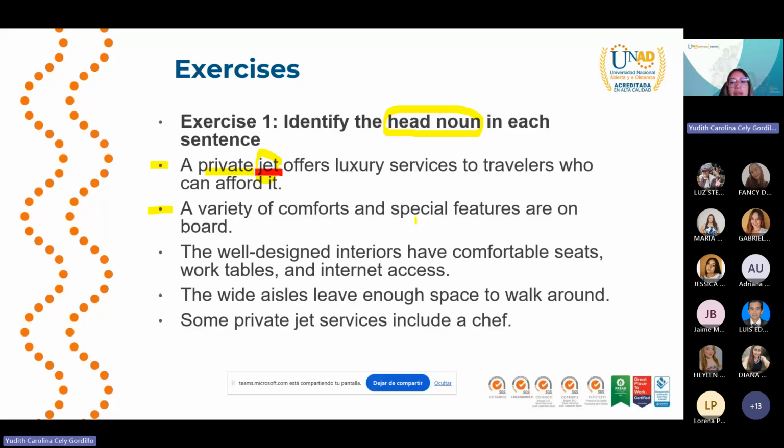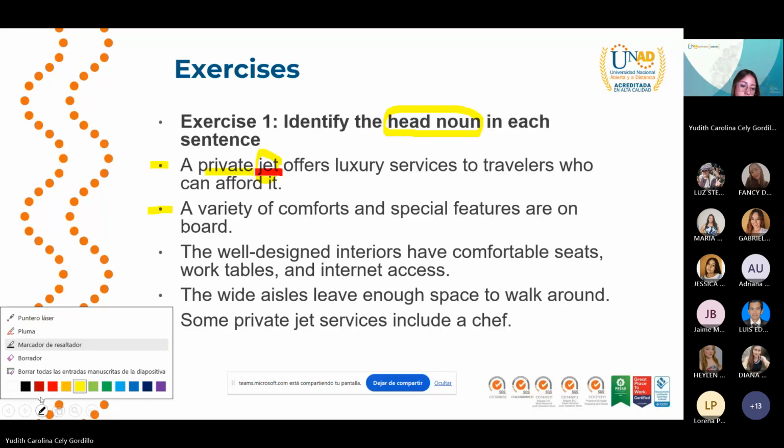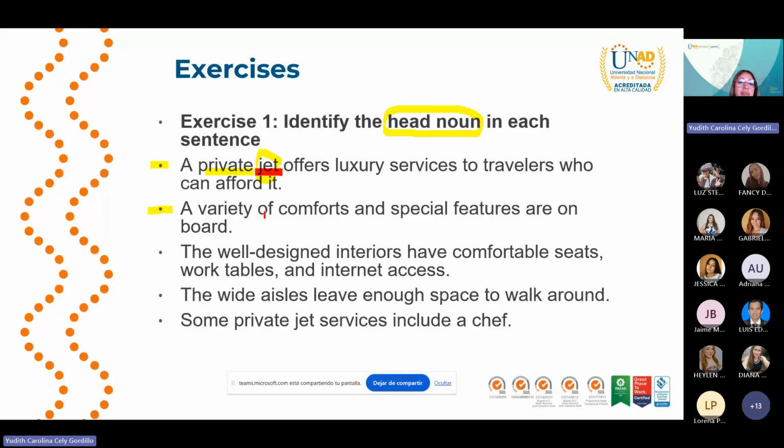Features? Special features, like a characteristic. What about the special features? What are the special features? According to what? Okay, in this one we speak about the variety of comforts and special features. Variety means you have many different things or different types that you can select. Okay, that's all right. Let's continue.